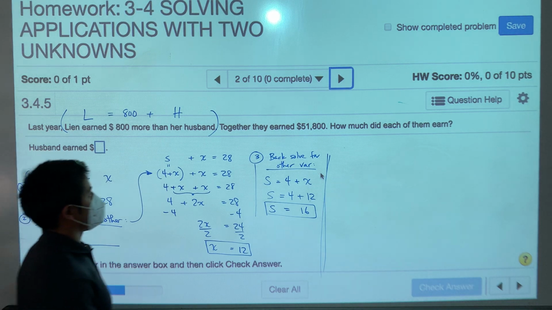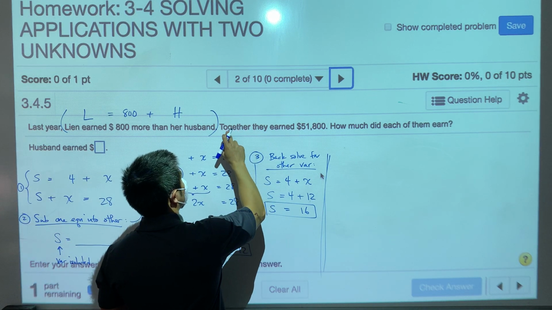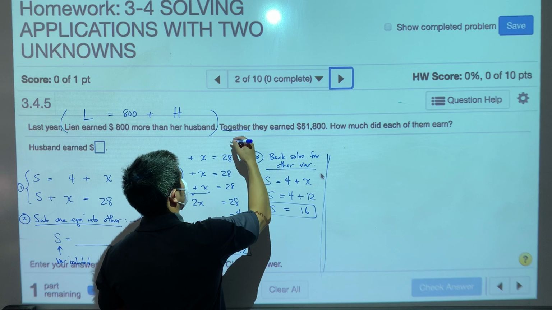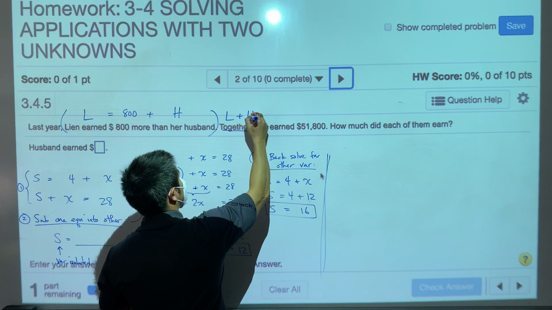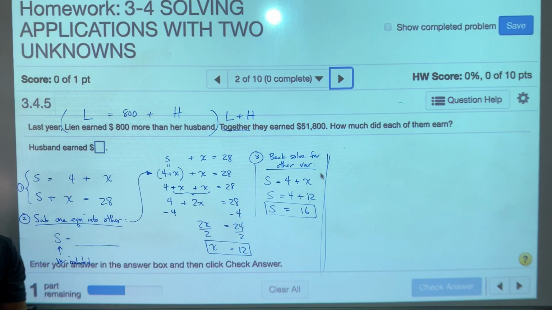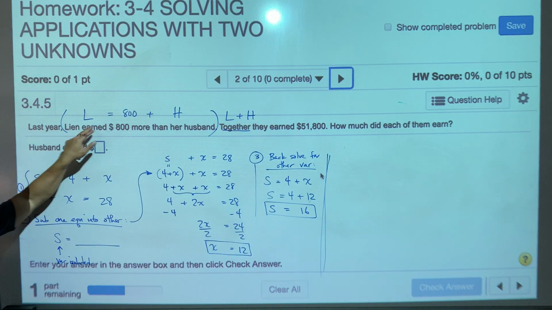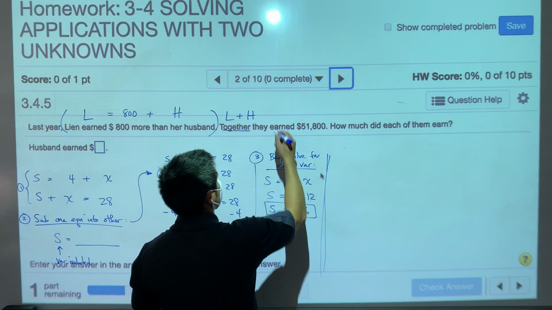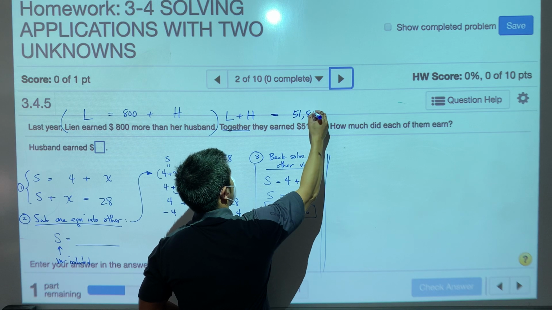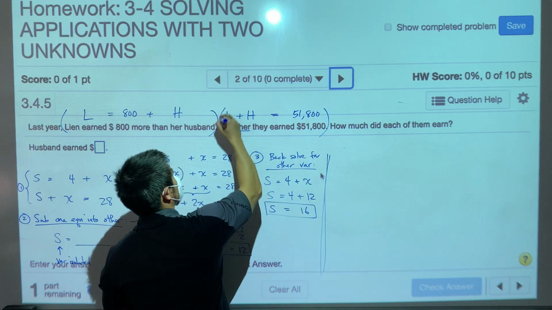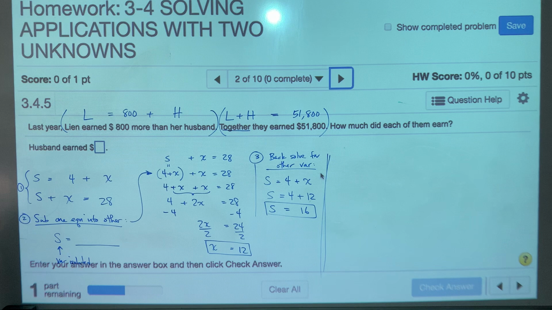Now, let's look at the other half. Together. This word together is very critical because that word alone means Lean plus husband. Together, L and H, she and her husband, earned equals $51,800. All of this sentence is wrapped up in that. Any questions about that? Makes sense?